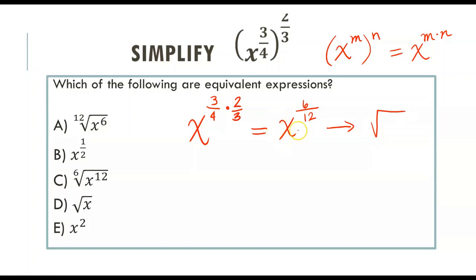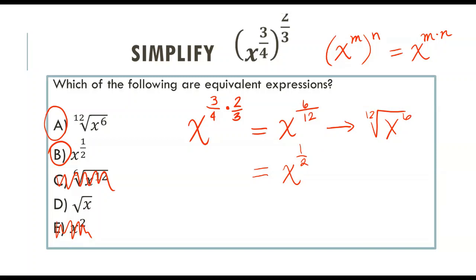Following our rules, our base becomes our radicand, our numerator is our exponent, our denominator is our index. So an equivalent expression would be A. Also notice that we can reduce this fraction 6/12. 6 goes into itself once, 6 goes into 12 twice, so this would reduce to x to the power of 1/2. So B is an equivalent expression. We already know C can't be because we've converted it into radical form already. But then we have two other options here. It definitely can't be x squared. X to the 1/2 is not the same thing as x squared.